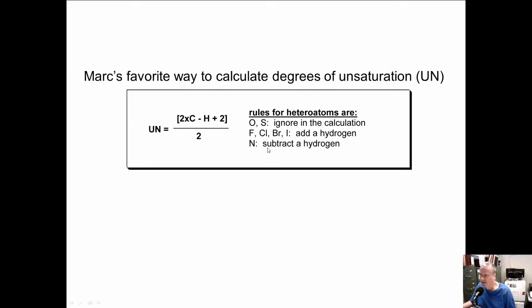So this works every time I give you a molecular formula, all right? You're going to see this all the way through organic too when we're doing NMR and stuff also. All right, so a couple examples. First of all, this is just 2-butanol. Let's look, we know what UN is. It should be zero, right? There's no double bonds. Let's do my formula.